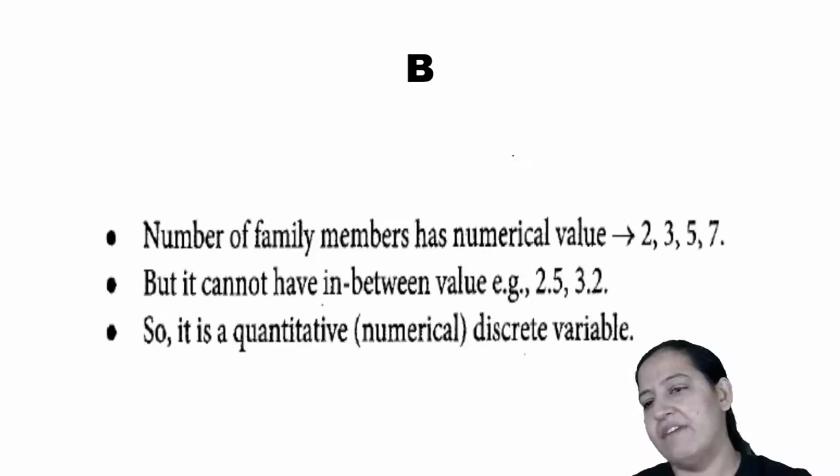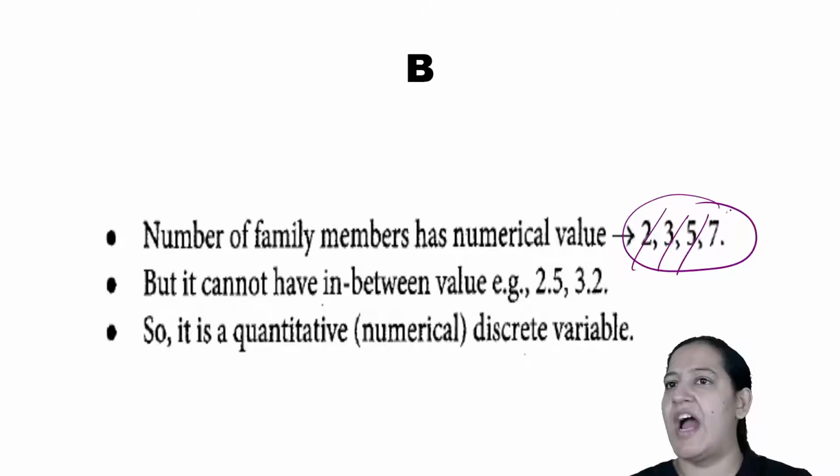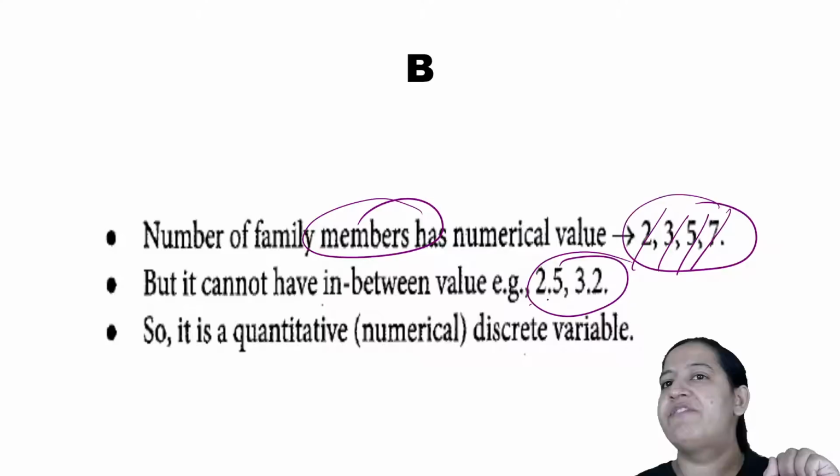Does everyone agree with me? So it will be a whole number. 2, 3, 5, 7, whatever members you are having in a family. It cannot be 2.5 or 3.2. No, it cannot be. It will be a discrete value. It will be a numerical and a discrete value, not a continuous.